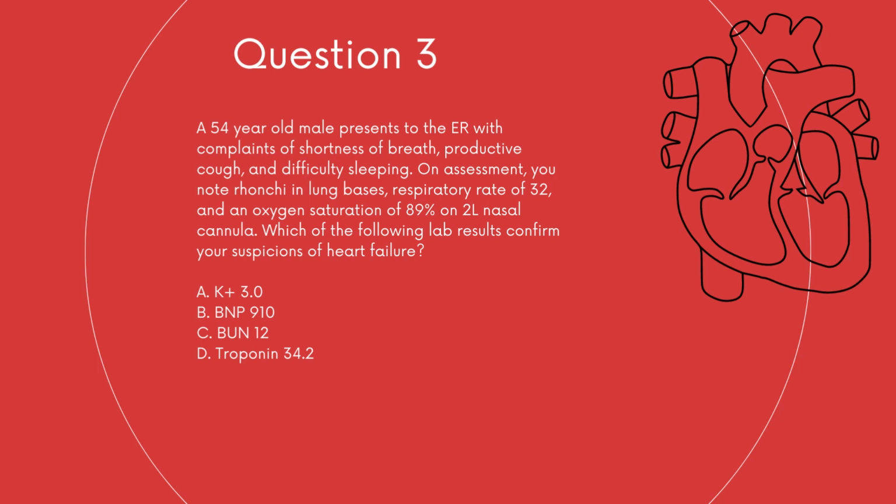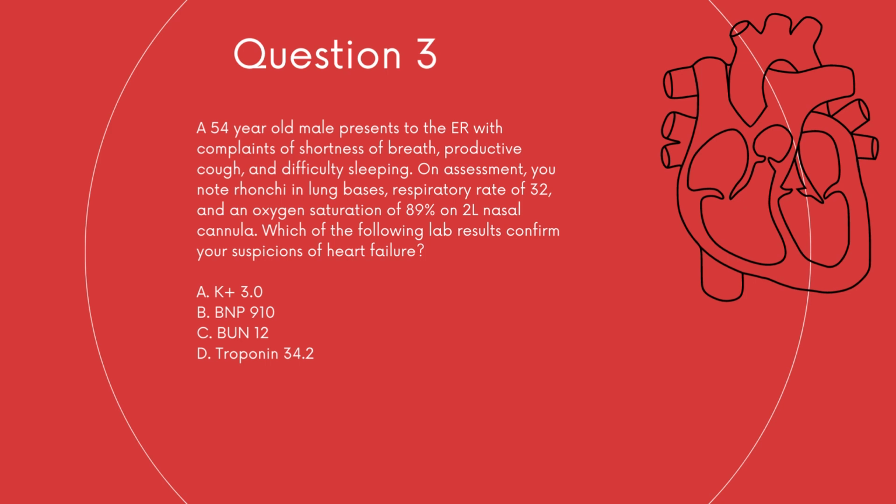So, we want to see how this patient's presenting. It's looking like they're in some sort of respiratory distress. It's also saying the patient's in heart failure, so it looks like they're in an acute CHF exacerbation. Is there any lab value that you know before looking at the answers that would depict heart failure? If you're unaware, it might be difficult to answer this question, but the options we have are A, potassium of 3, B, BNP of 910, C, B1 of 12, or D, troponin of 34.